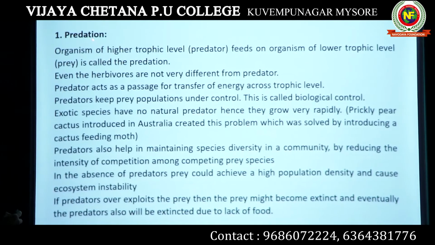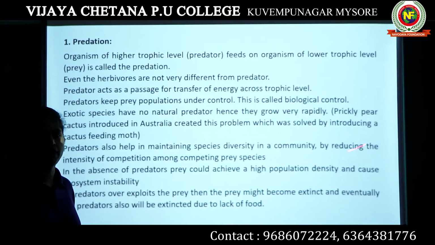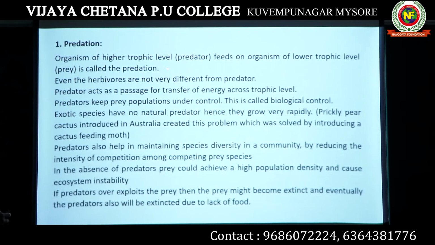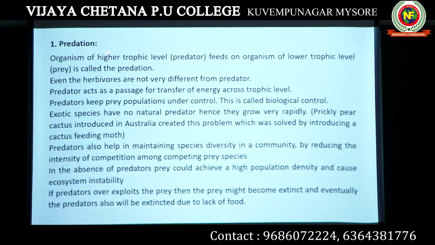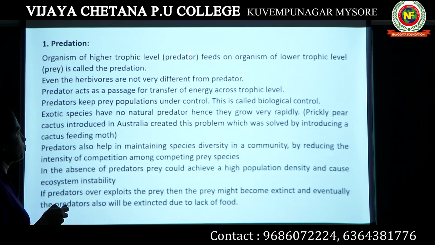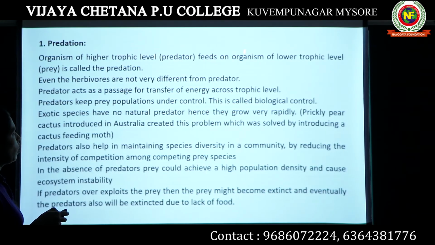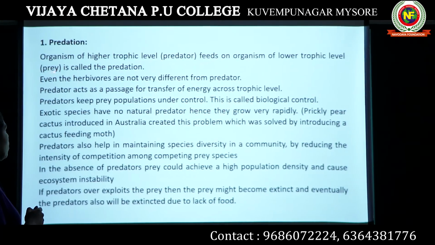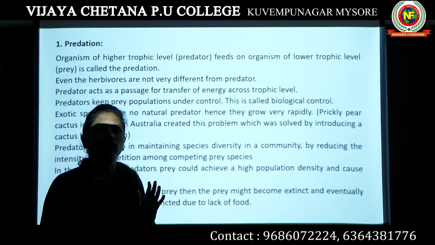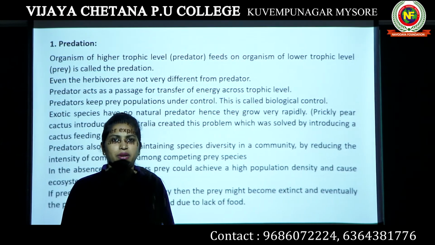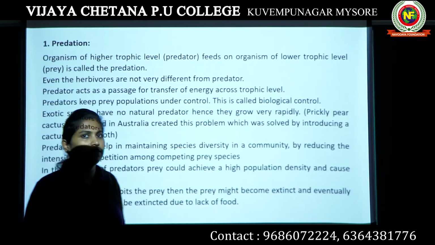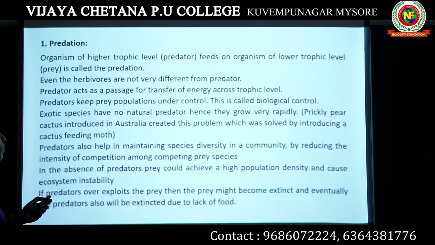Here we have the explanation for predation, and also there are certain examples. I have already explained what predation is. Predation is when organisms of a higher trophic level, known as predators, feed on organisms of a lower trophic level, or prey. I told you, when a tiger feeds on a sheep, the tiger becomes the predator and the sheep becomes the prey, both belonging to different trophic levels. These terms should not be forgotten.